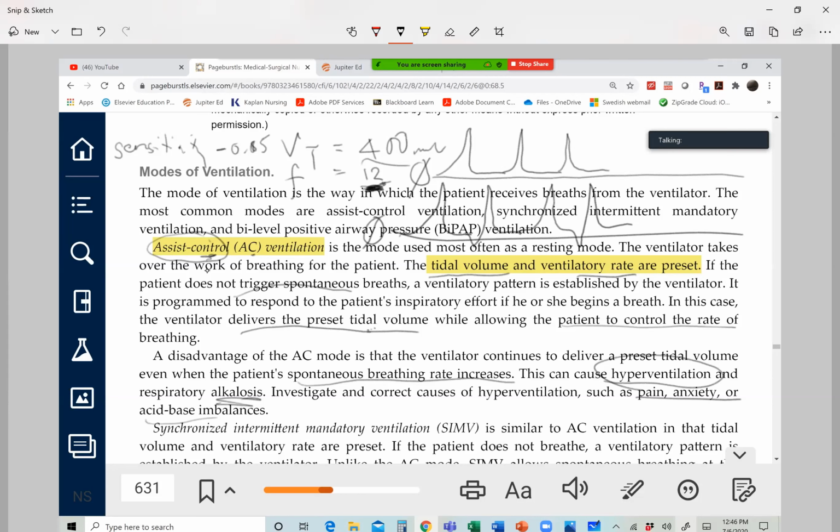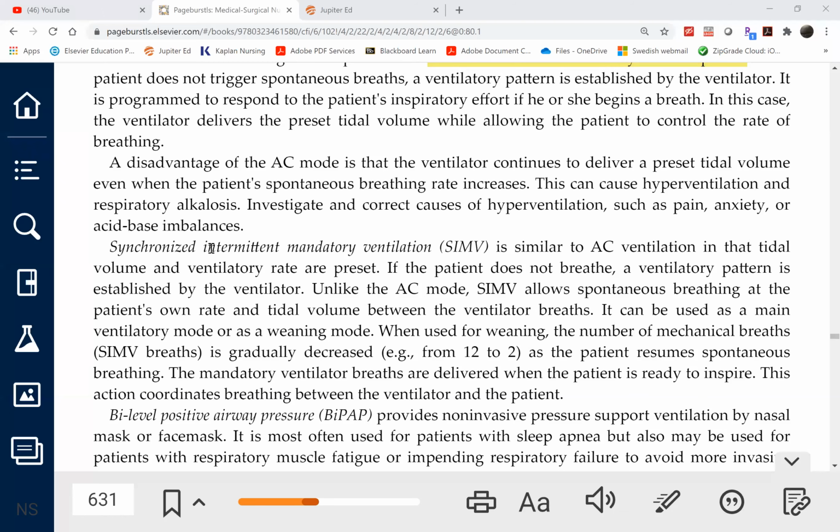All right, so that is assist control. So let's go to the question: Professor, is assist control considered an invasive mode? When you intubate the patient, it's already invasive. I mean, you put a breathing tube down the patient. So yes, all of these are invasive. Okay, all right. Thanks.